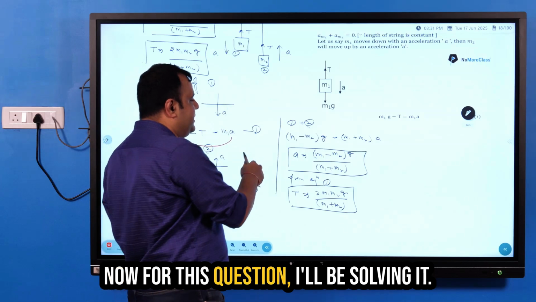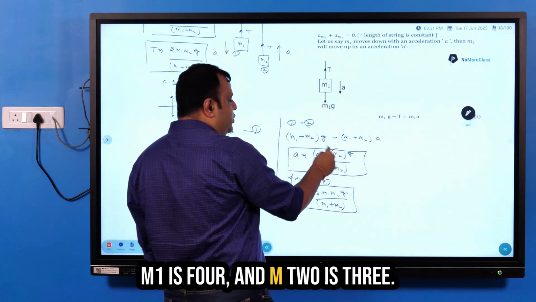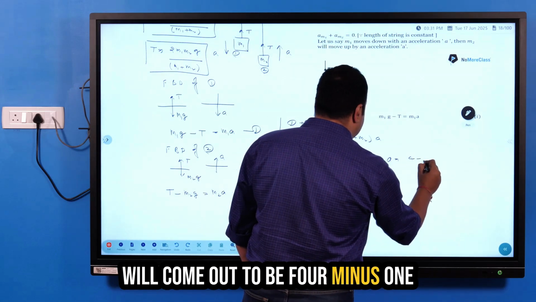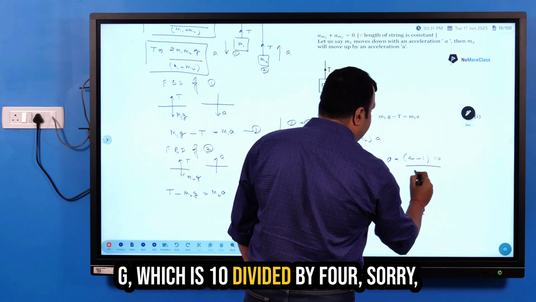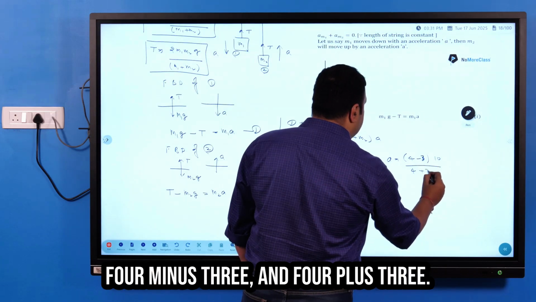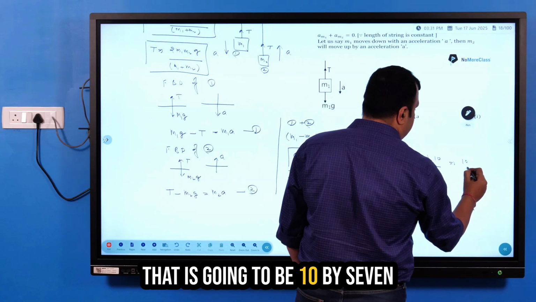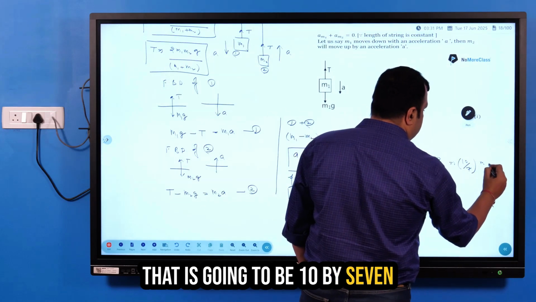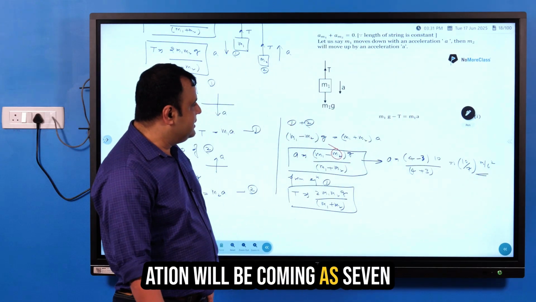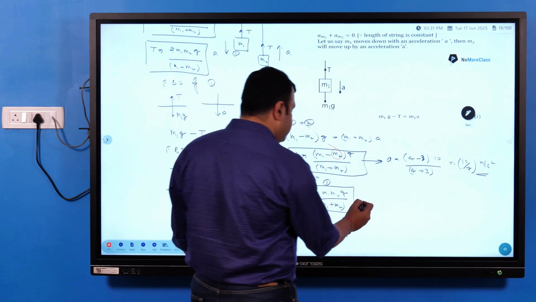Now, for this question, I'll be solving it. The mass M1 is 4 and M2 is 3. So I'll put in the values. So acceleration will come out to be (4 minus 3) G, which is 10, divided by (4 plus 3). That is going to be 10 by 7 meter per second square. The acceleration will be coming as 10 by 7 meter per second square.